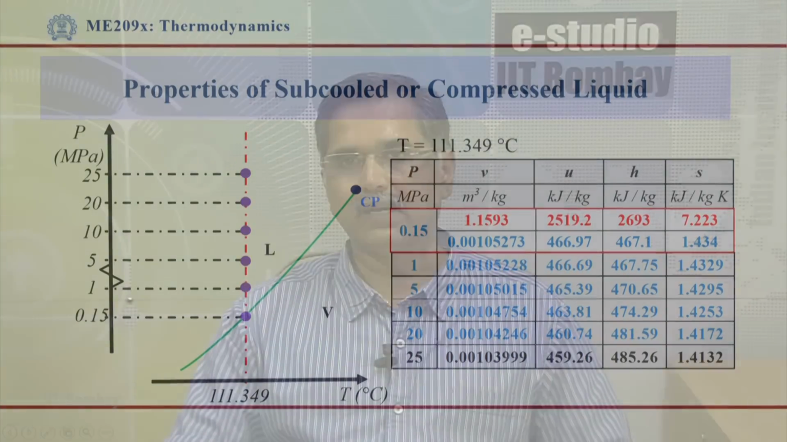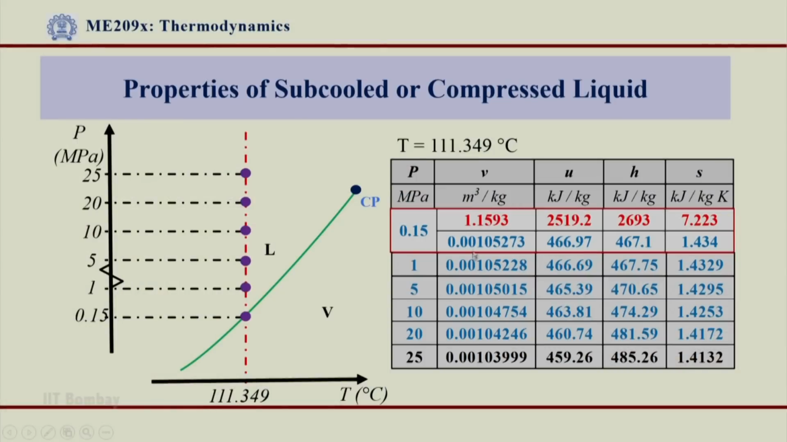If I compare these property changes, that is, the property value at 0.15 minus the property value at 25 divided by the original property, and compute the percentage change in the last row, we can see, comparing the properties at 25 MPa to those at 0.15 MPa for the subcooled region, taking the liquid properties now, the percentage change for V is hardly 1.21, for U is hardly 1.65, for H is minus 3.89, which is a little bit more, and for entropy it is just 1.45.